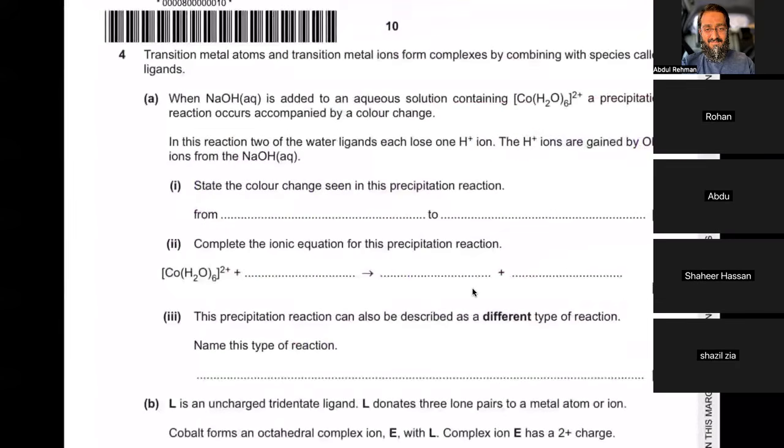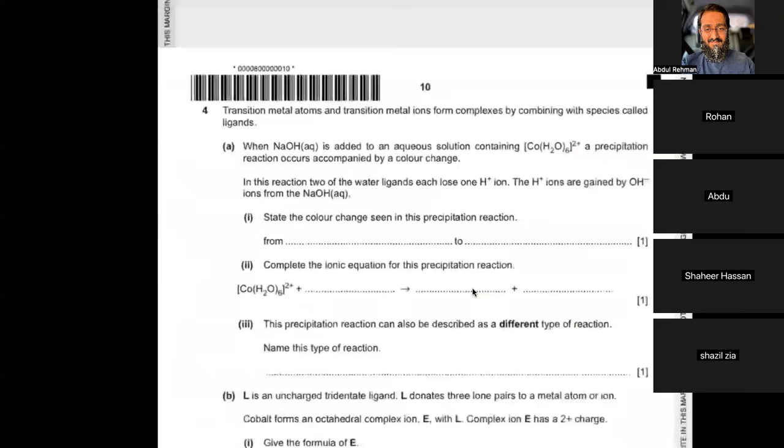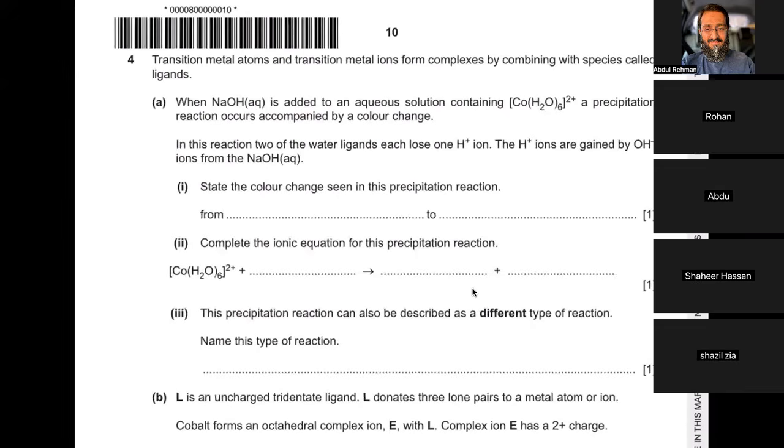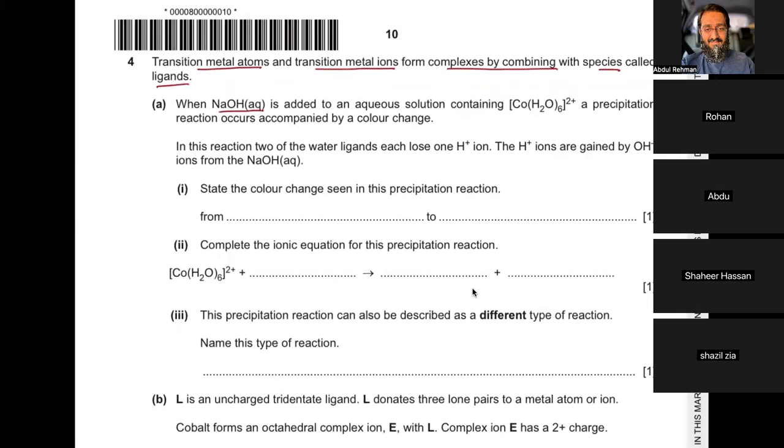Now, question number 4. The transition metal atoms and transition metal ions form complexes by combining with species called ligands. When aqueous sodium hydroxide is added to an aqueous solution containing hexaaqua cobalt(II) ions, a precipitation reaction occurs accompanied by a color change. In this reaction, two of the water ligands each lose a hydrogen ion. The hydrogen ions are gained by the hydroxide ions from the NaOH. State the color change from this precipitation reaction.